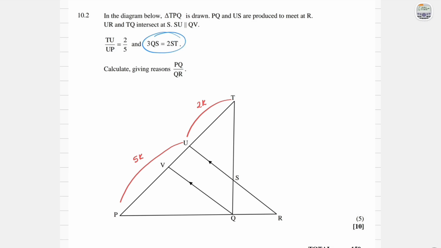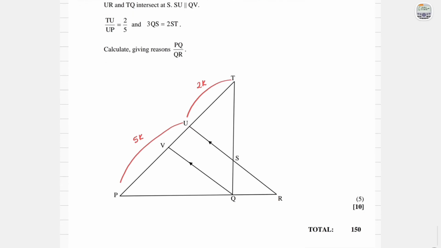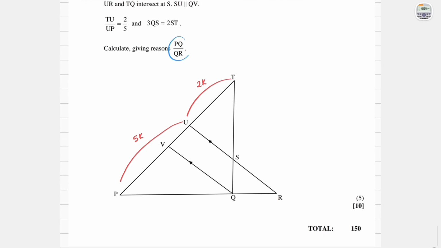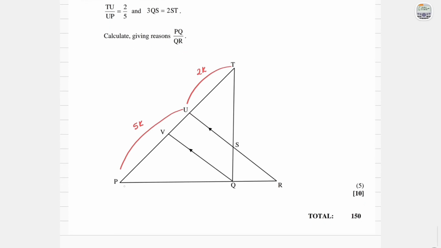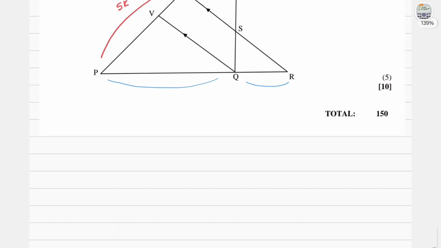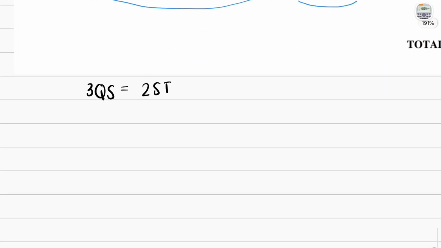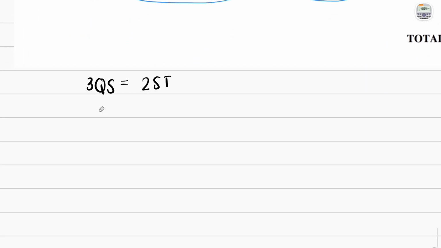And then they tell us that 3QS is equal to 2ST. Now, that can be written like this, and we will do that. But the main goal is to find or calculate, given reasons, PQ over QR. So PQ over QR. So let's just find out what exactly this is. Simplify this. So 3QS is equal to 2ST. We can simplify this as a ratio by putting the side over the side.